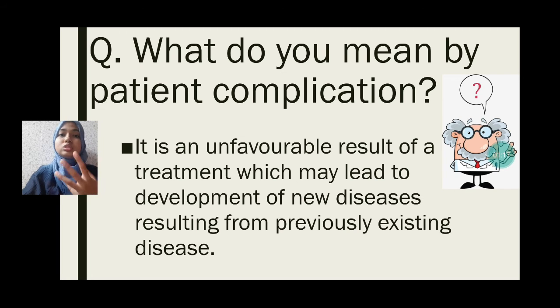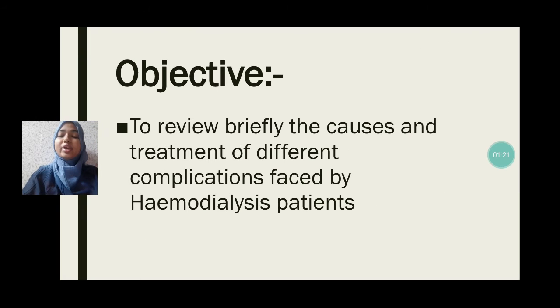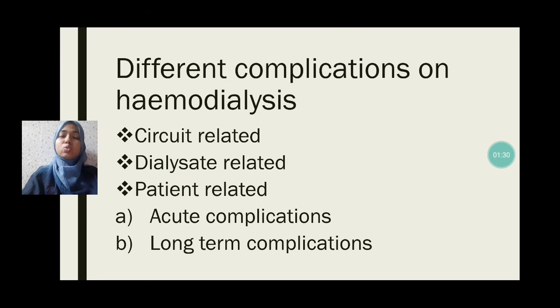So those new diseases we'll further see what they are. Our main objective is to review the causes and how to treat the complications during HD. What are the different types of complications that are commonly seen in patients during hemodialysis? That is circuit related, dialysis related, and patient related. Patient related is broadly classified into acute complications and long-term complications.